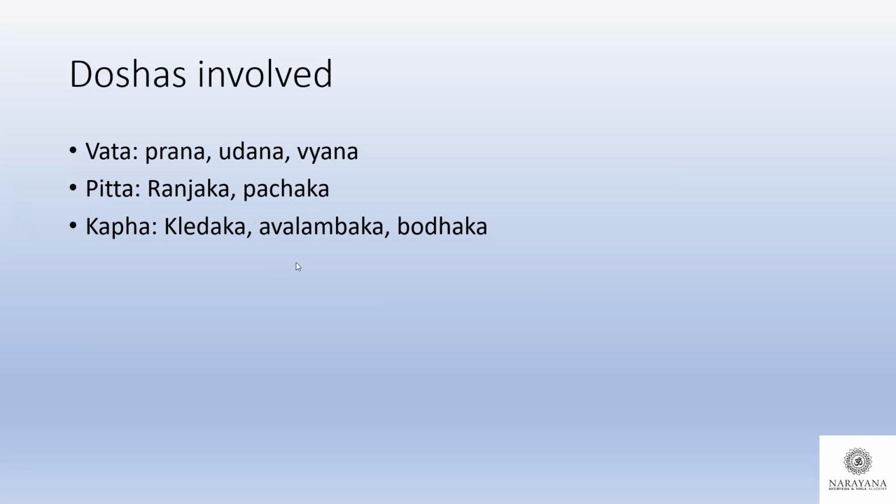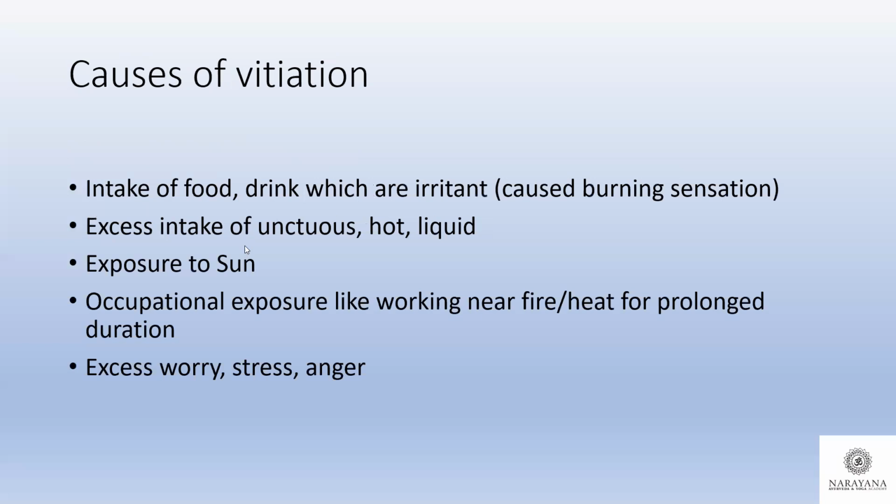So your Avalambaka Kapha, your Bodhaka Kapha, Kledaka Kapha. These are the Kapha sub-doshas that are involved with Rakta. We have to keep reminding ourselves what we are studying: Rakta Dhatu. Now, these are the causes of vitiation, causes of imbalance, causes of corruption, however you want to understand vitiation in your head. So what are the causes?